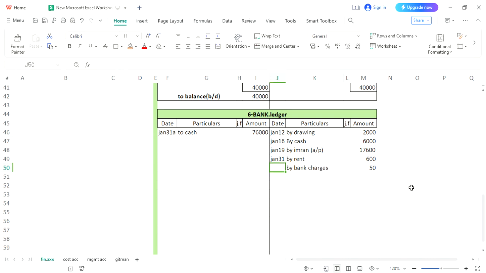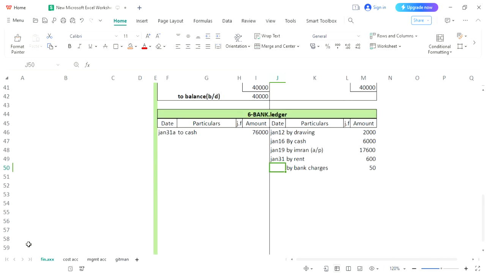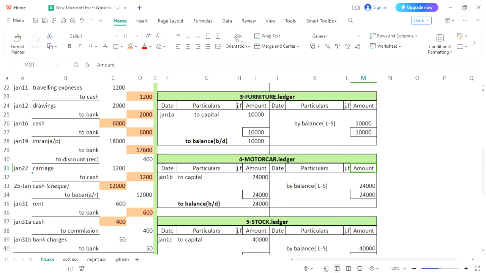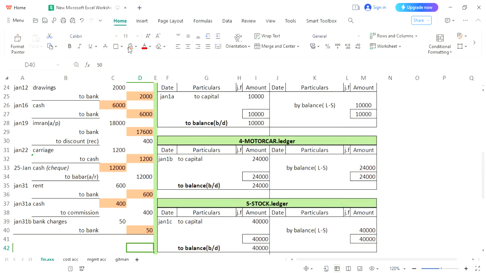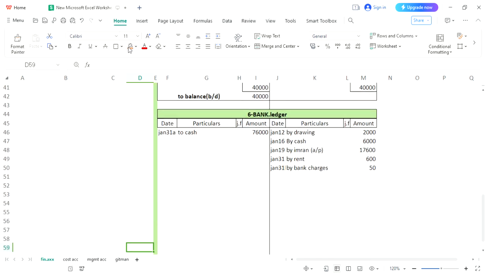It's time to see its date. This 50 we have posted, date is January 31. So put the date over here, January 31. Date is mentioned, reference given, 50 rupees posted. It means this 50 is accomplished. Mark it as done. So it was the last entry. What does that mean? That all entries related to bank have been posted in the bank's ledger.